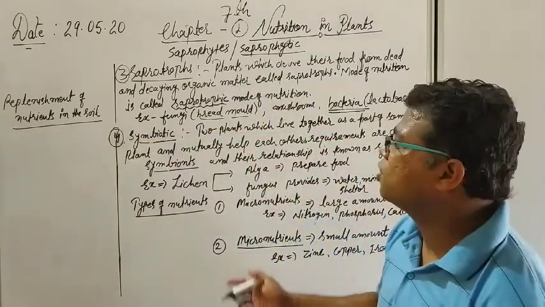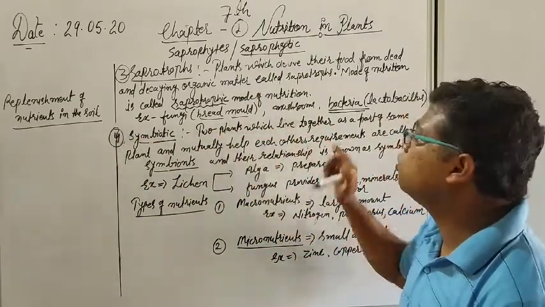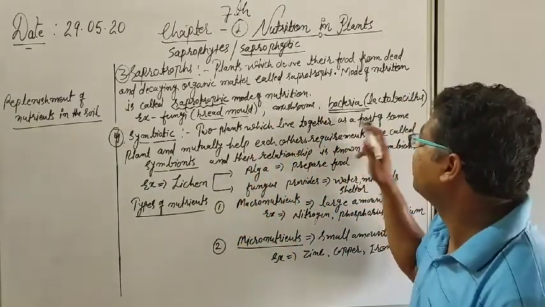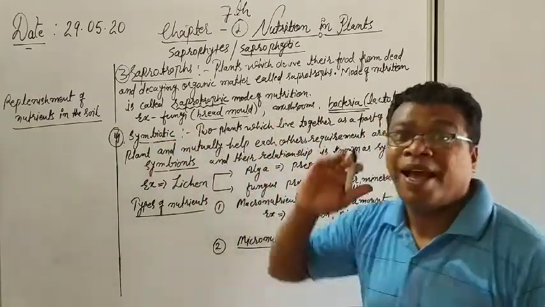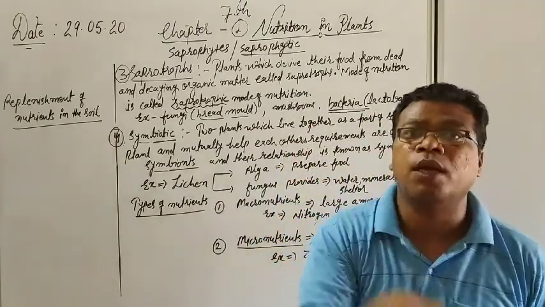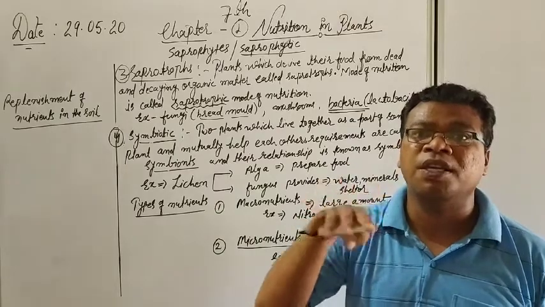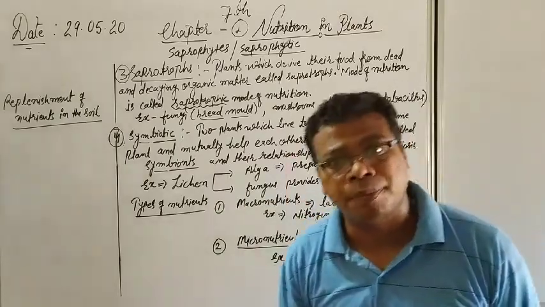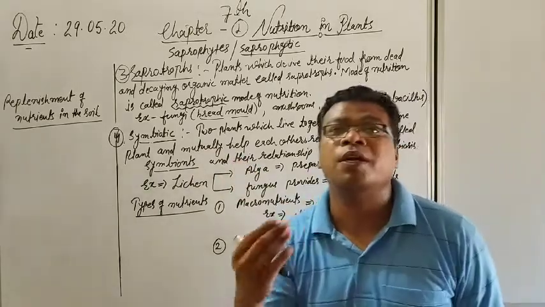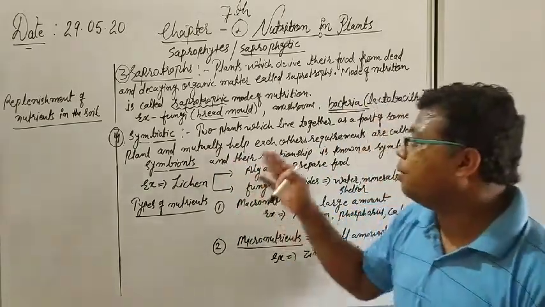Let me read the definition first. Two plants which are living together as a part of some plant. The meaning is that two plants are living together, but they are also coming under the part of some particular plant, and mutually means mutual understanding, helping each other.